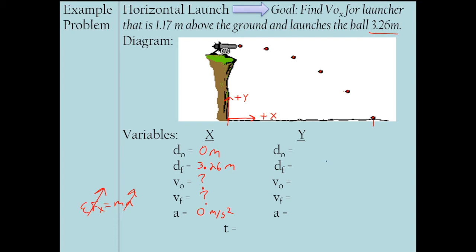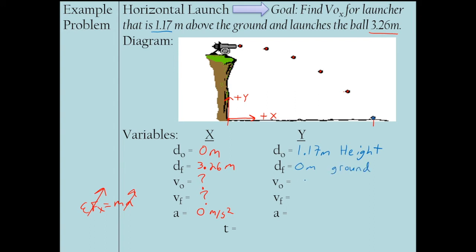So if we take a look at the y direction, we can see that the initial y distance is going to be the height, and it tells us that the height is 1.17 meters. And I'll go ahead and write height here so we remember that. The final y distance, well, we can see that the ball lands at the ground, meaning that our final y distance is going to be 0 meters.